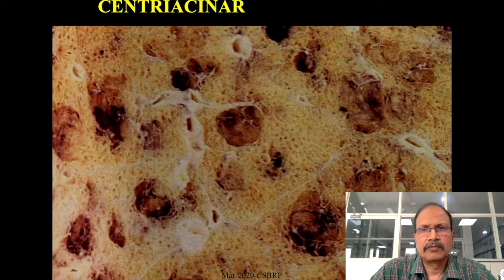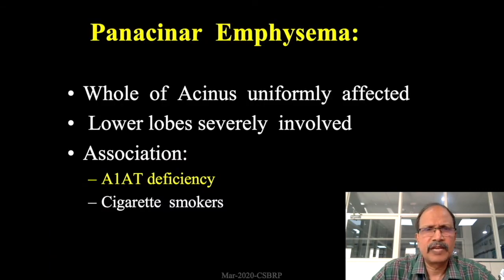And again, a closer look at centriacinar emphysema. The lung lobule can be appreciated with the white demarcated lines, and the center of the lung lobule is showing the dilated air spaces. Panacinar emphysema, the whole acinus is uniformly involved, and the association you should not forget with this is alpha-1 antitrypsin deficiency. They may land in what is known as the panacinar variety of emphysema.